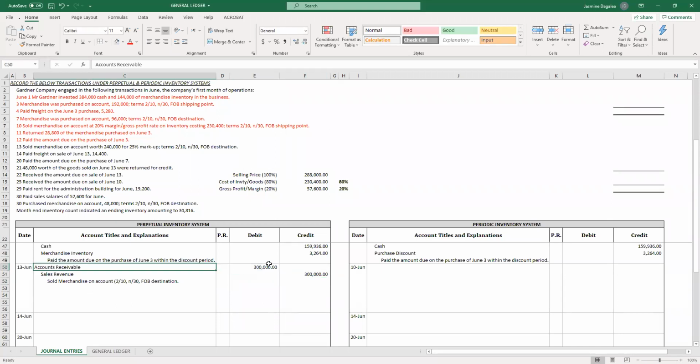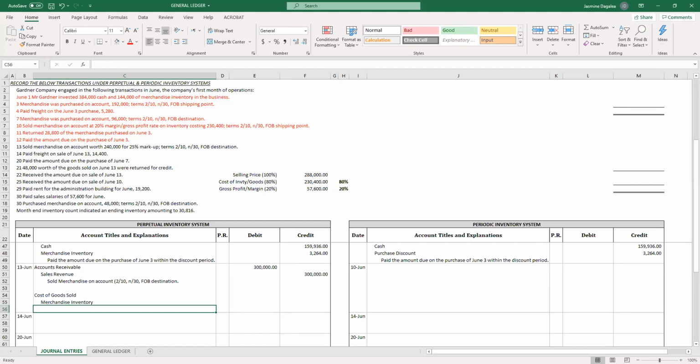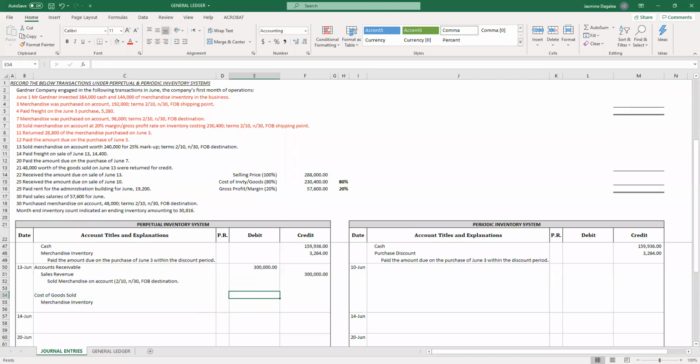So, debit accounts receivable because it's on account, 300,000. Credit sales revenue, 300,000. Sold merchandise on account, 2/10 net 30 FOB destination. And what is your next entry under perpetual? Kasi perpetual, you have to update your cost of goods sold. So, your cost of goods sold, how much? Debit. Magkano yung ilalagay dito? Yan, 240,000.